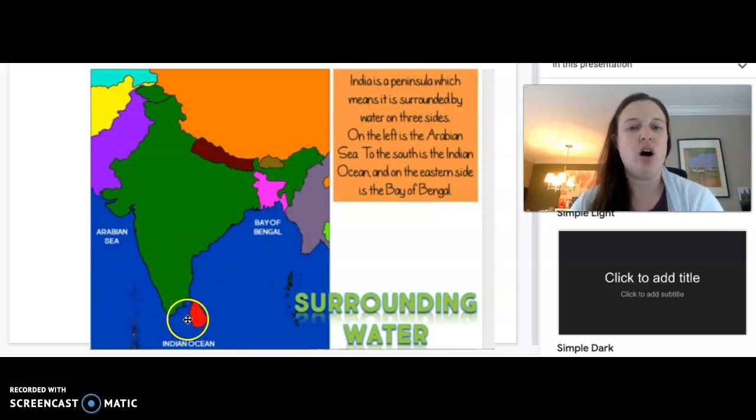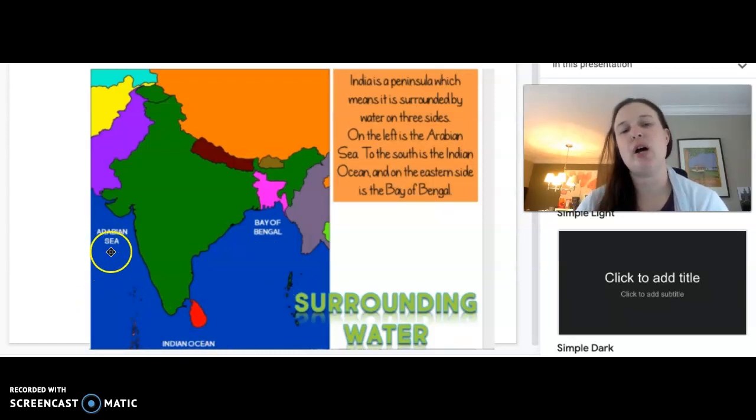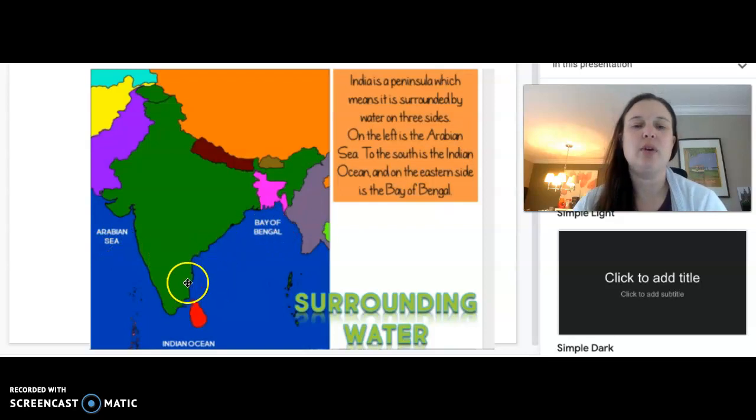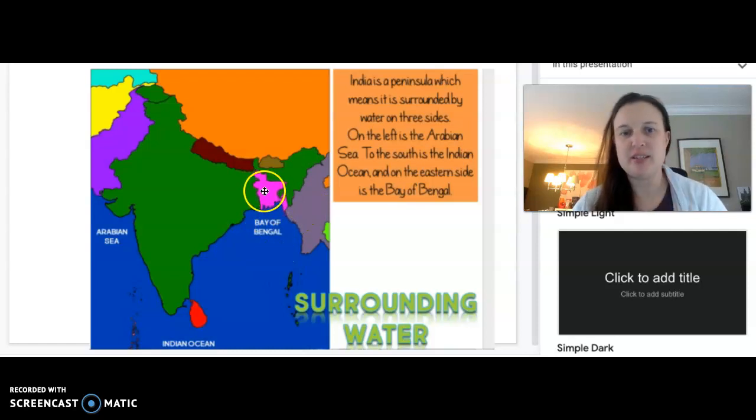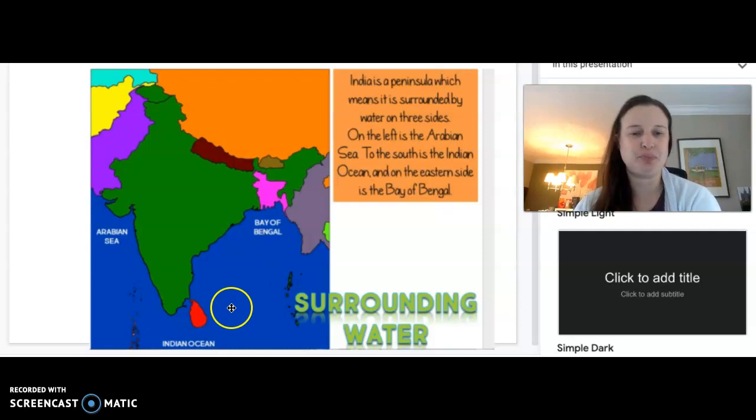So all of this is considered the Indian Ocean. And if we're talking about the land that borders on the west side, that would be bordering the Arabian Sea. And the land to the east is the Bay of Bengal. I usually remember Bay of Bengal because this country here is Bangladesh, and so Bay of Bengal and Bangladesh have a similar name. That's how I keep those straight.